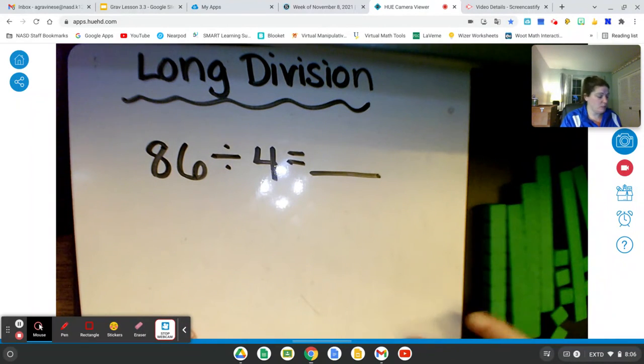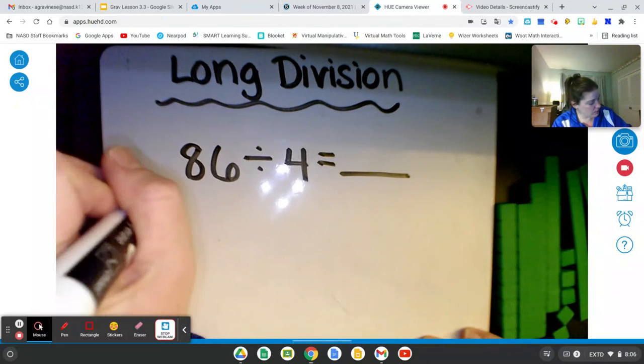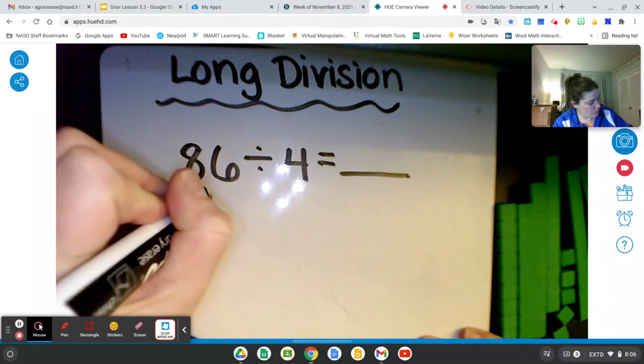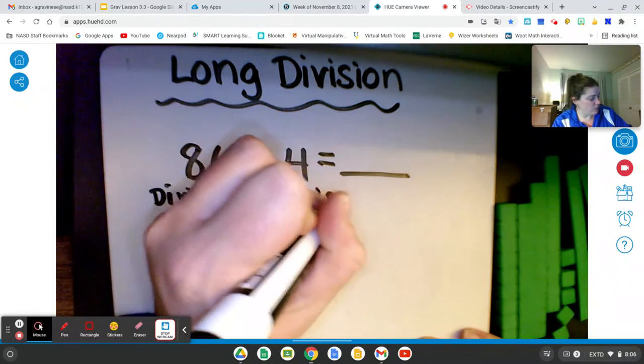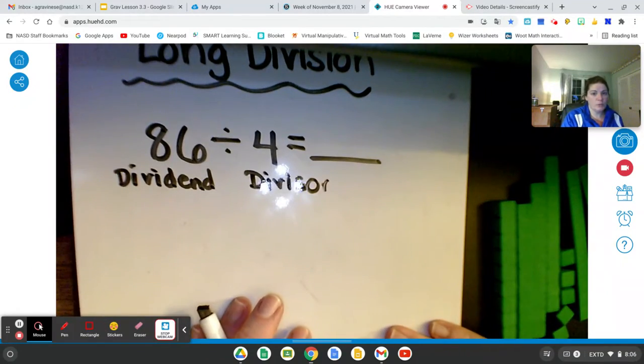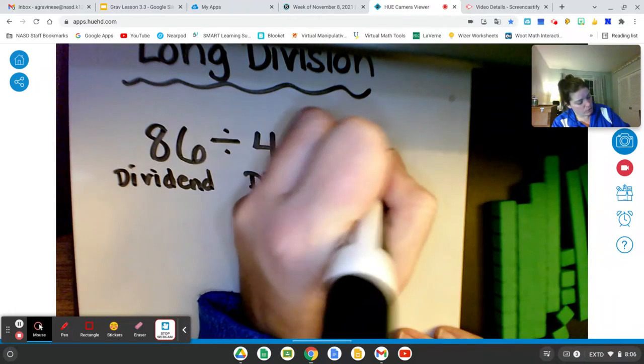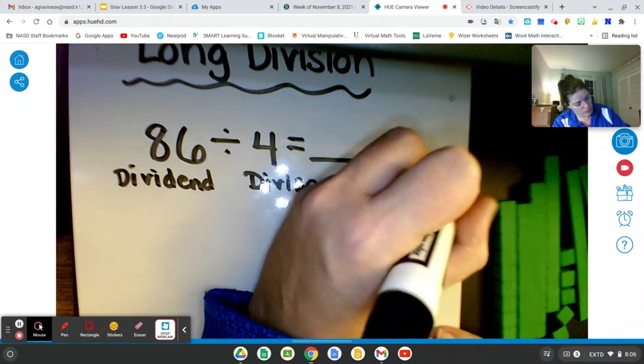So let's think of 86 divided by 4. 86 is that dividend. It's the number we're splitting up. 4 is our divisor. It's the number of groups. And then our answer is called our quotient.